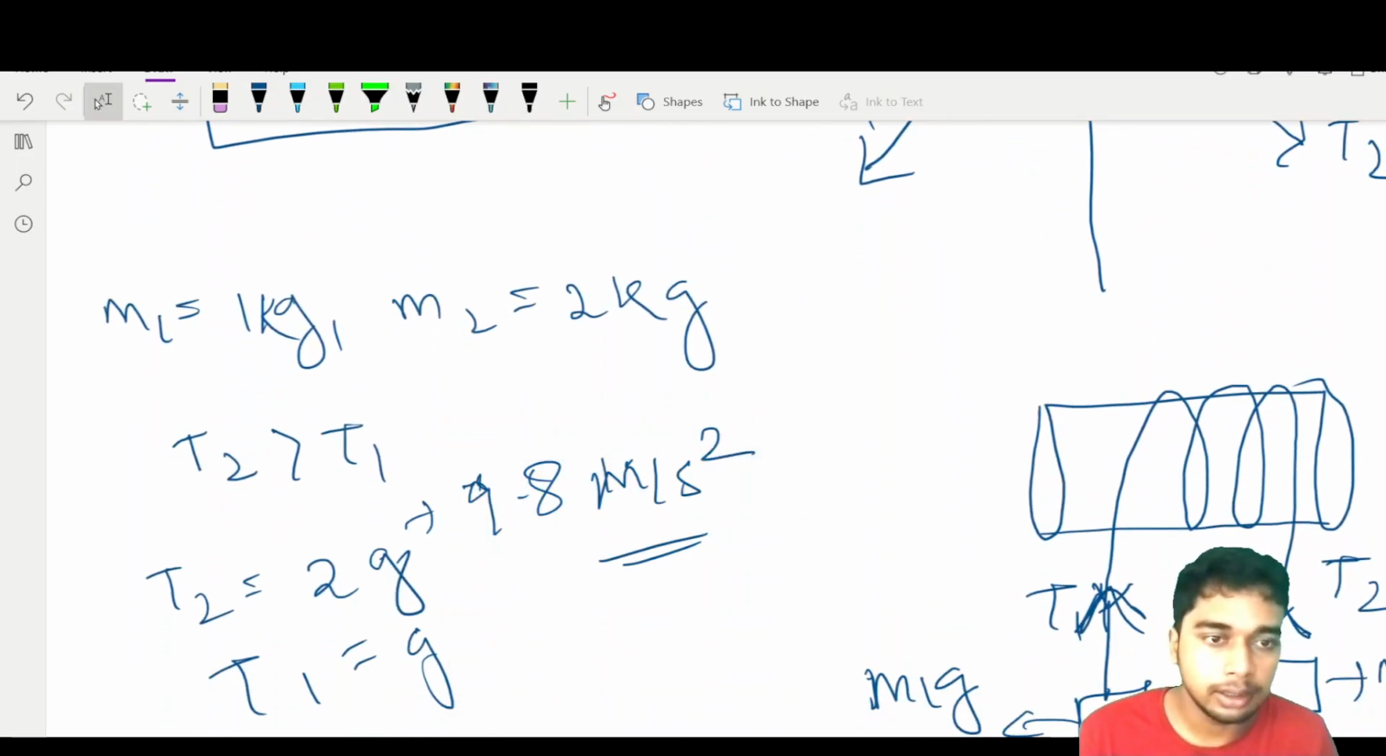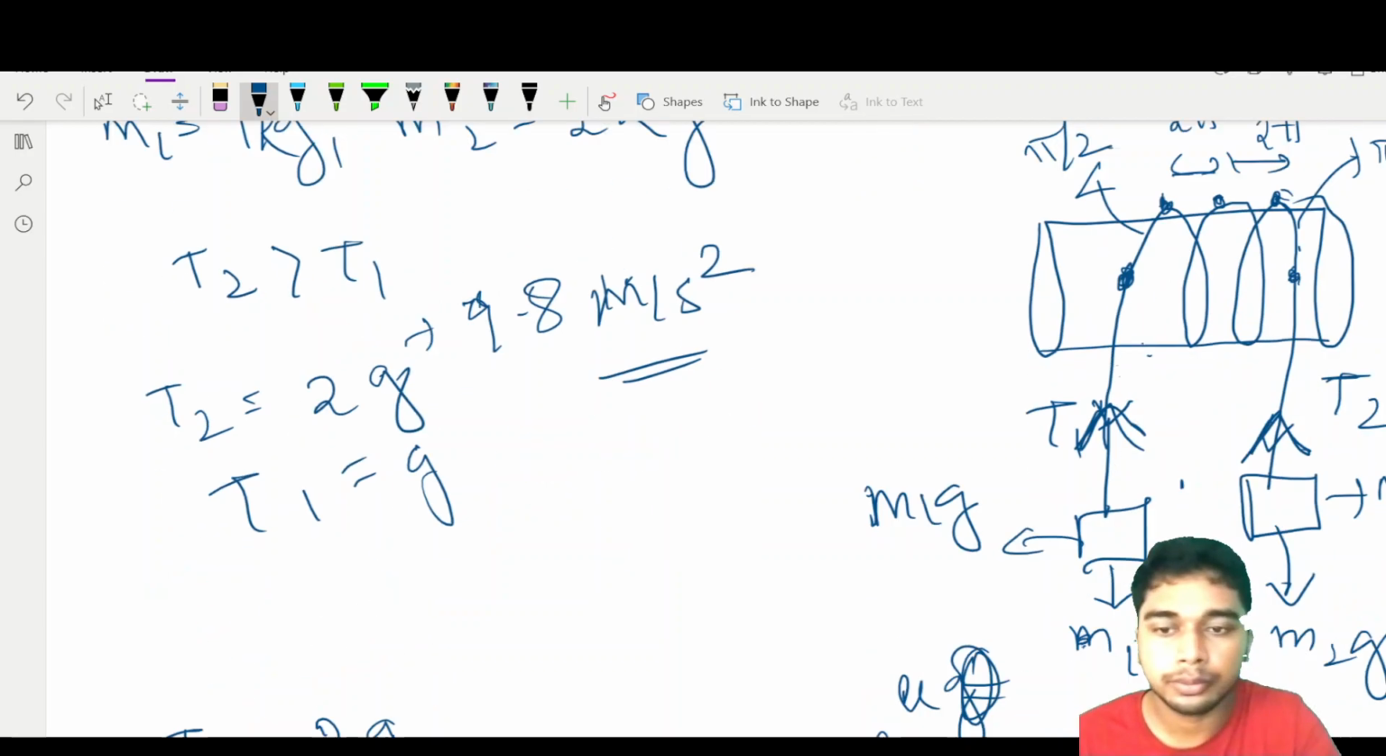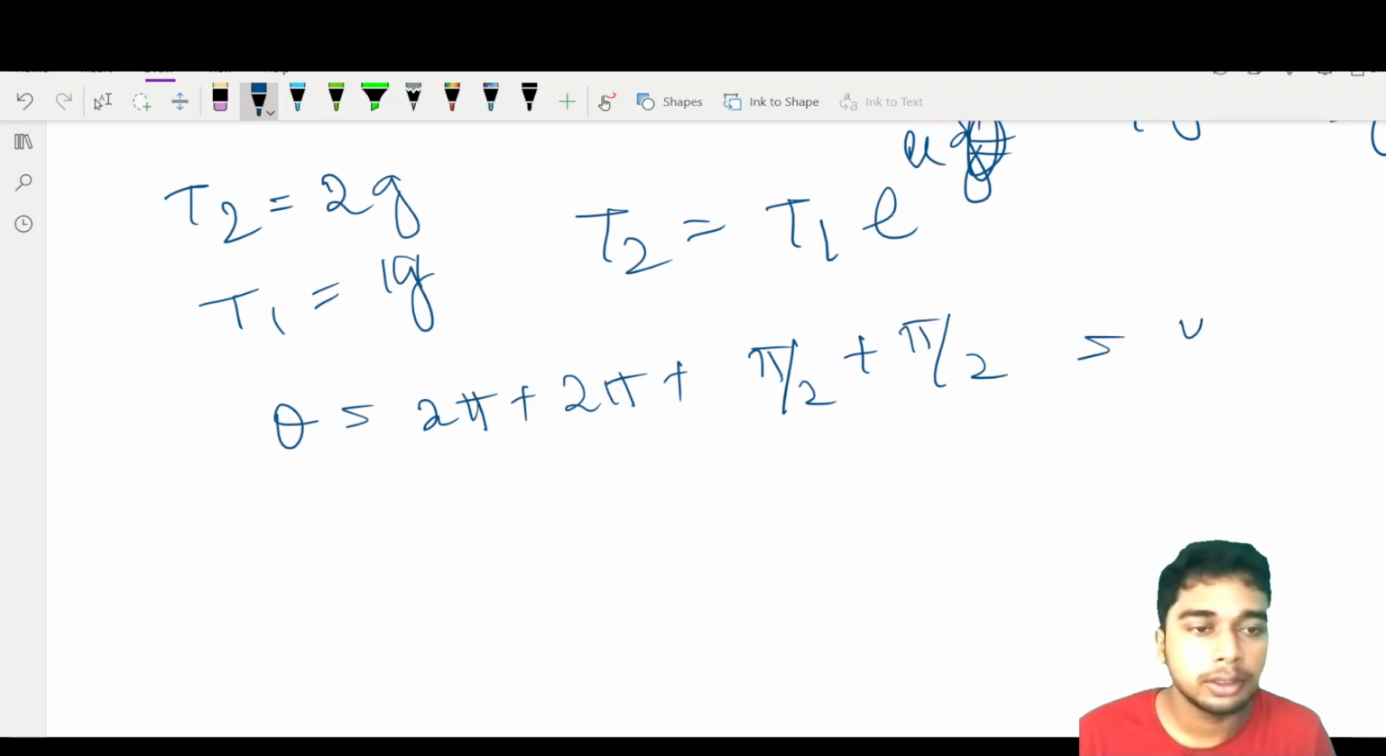If I consider from here to here, this is just 2 pi rotation. From here to here, this is just 2 pi rotation, 2 pi angle. And from here up to here, because after this it will not touch. And similarly for this, here to here. So here to here is pi by 2, and from here to here, this is pi by 2. So total contact theta is equal to 2 pi plus 2 pi plus pi by 2 plus pi by 2. So this is 5 pi. I find that theta is 5 pi.